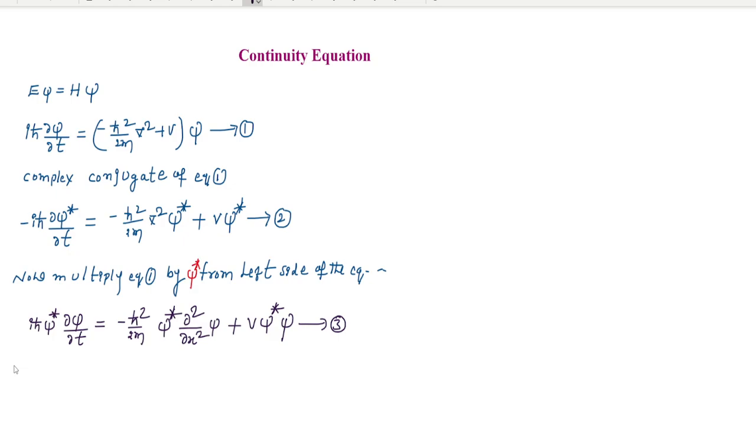Now multiply equation number 2 by the wave function psi from the right side of the equation.